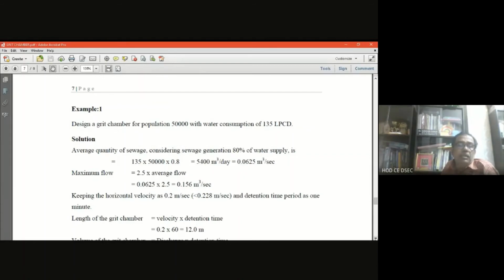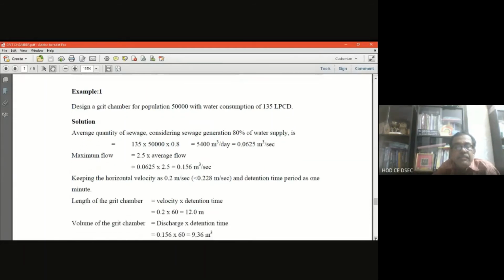Now, keeping the horizontal velocity at 0.2 meter per second, because the critical velocity is 0.228 and it has to be less than the critical velocity that you have seen. So 0.2 meter per second is a logical value that we have assumed, and the detention time is 1 minute. Length of the grit chamber is velocity into time: 0.2 meter per second into 60 seconds, so the length of the grit chamber is 12 meter.